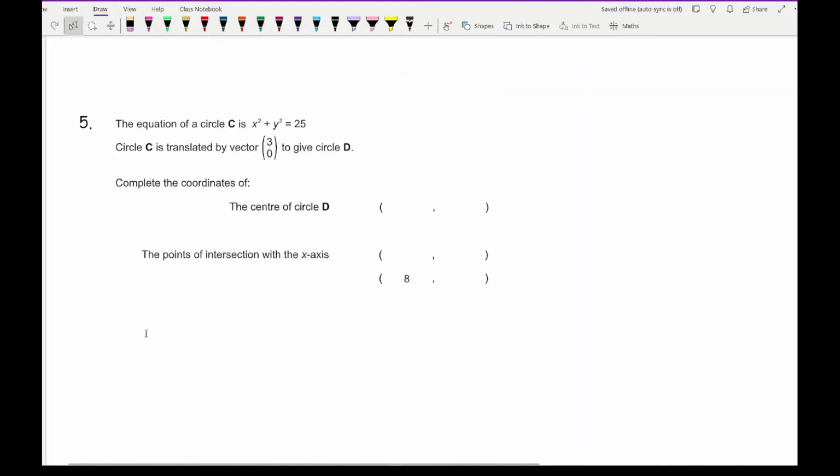Moving on to question 5, it says the equation of the circle C is x squared plus y squared equals 25. Circle C is translated by the vector of 3, 0 to give circle D. What we need to do is write down the new center of circle D. So looking at this circle, I just do a very, very poor diagram. Then we know that this has got a radius of 5. Now this center has been shifted 3 to the right. So what then it looks like is something like this, where this is now at 3. Now this coordinate here is at 3, 0.